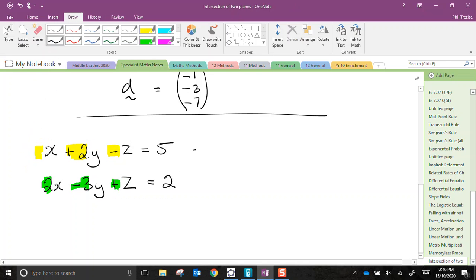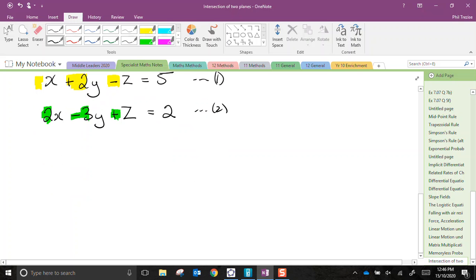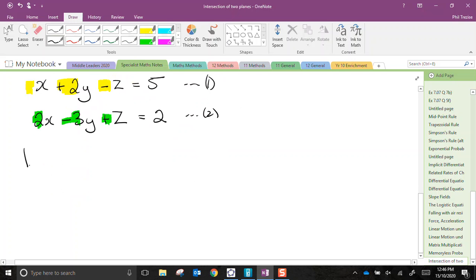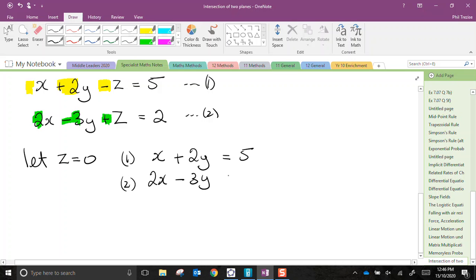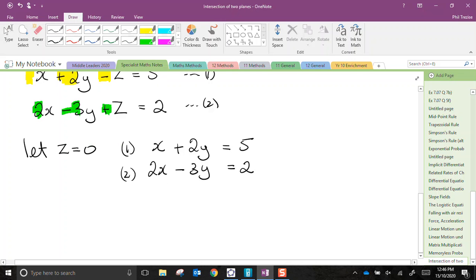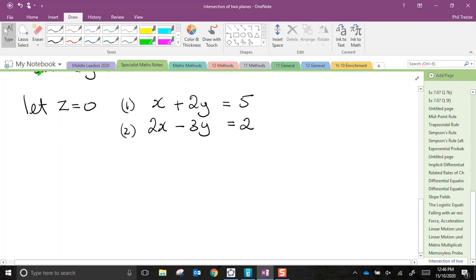So that's equation number 1 again. Remember, plane number 1, and this is plane number 2. So what I'm going to do to solve these is I'm going to just arbitrarily choose to let z equal 0. So equation number 1 then would read x plus 2y equals 5, and equation number 2 would read 2x minus 3y equals 2. Now we can solve these two to get a unique solution for x and y, given that z equals 0.